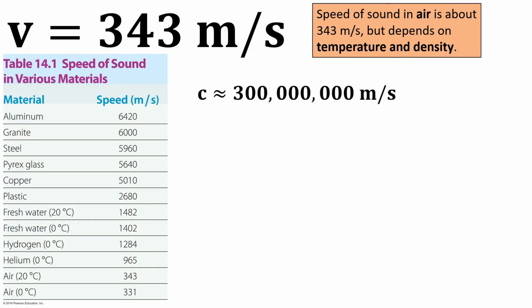The speed of sound is pretty fast. 343 meters per second is pretty fast, but it does not compare at all to the speed of light. The speed of light is about 300 million meters per second, so not even close.